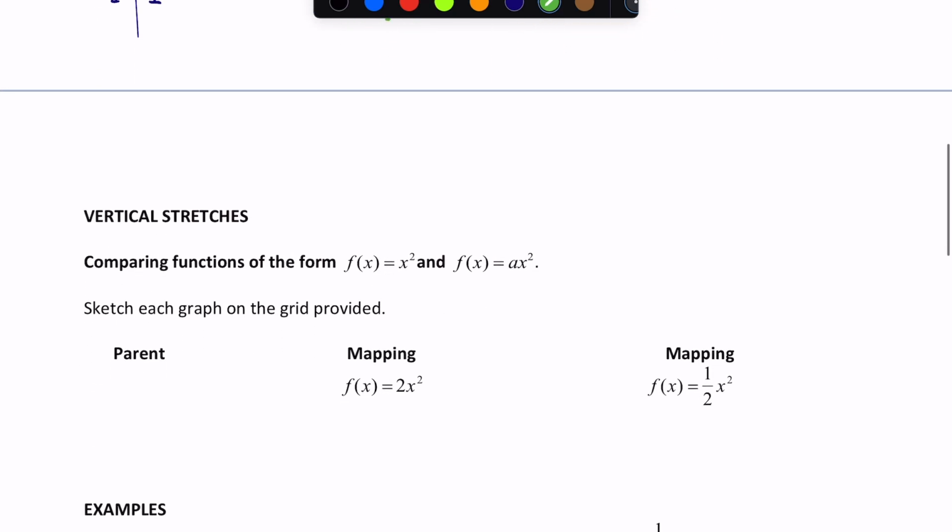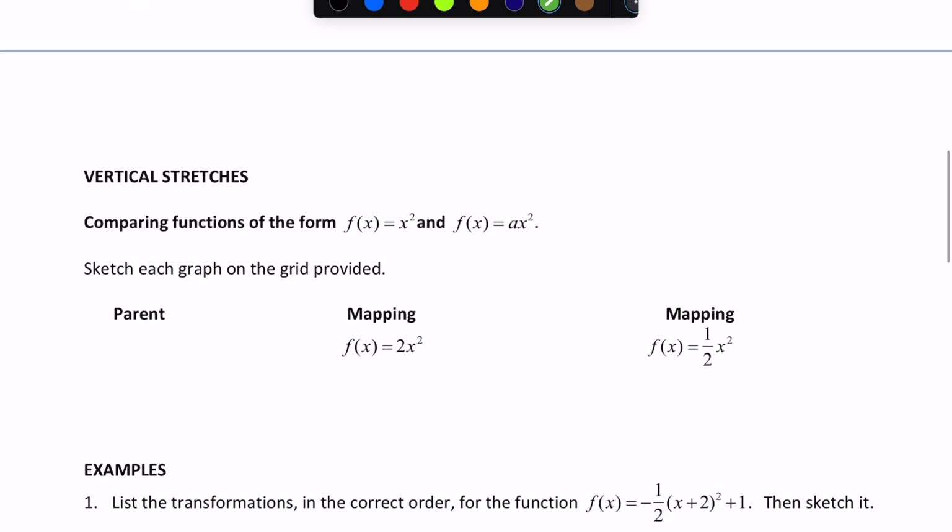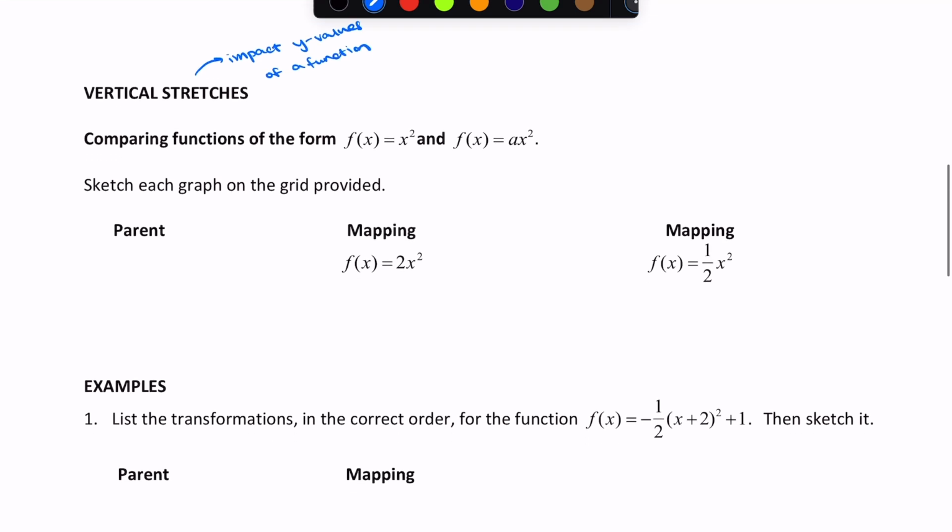Next, we're going to look at vertical stretches. So vertical stretches will impact the y values of a function. Okay, and here, if we compare again the functions, the parent function of y is equal to x squared, and f of x is equal to ax squared.